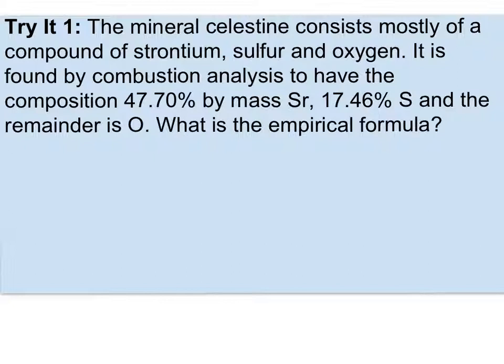So here's one for you to try, where you have the mineral celestine, consists mostly of strontium, sulfur, and oxygen. It's found by combustion analysis, which we'll talk about a little bit more, but basically it means it's been burnt. And it's 47.7% by mass strontium, 17.46% by mass sulfur, and the remainder is oxygen. So a couple things to get you started here is, first of all, when you see percents, just think grams. That's really 100 gram sample. So I have 47.70 grams of strontium that I'm going to change to moles.